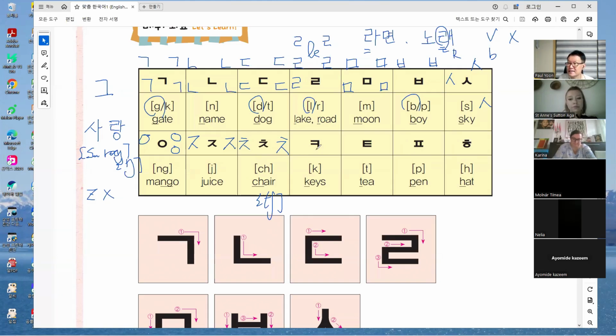Next. K sound. K. K sound. Okay. One, two. This one is a G sound only, right? G sound. And add one more bar here. K. K. K. So, key, Korea, like K.